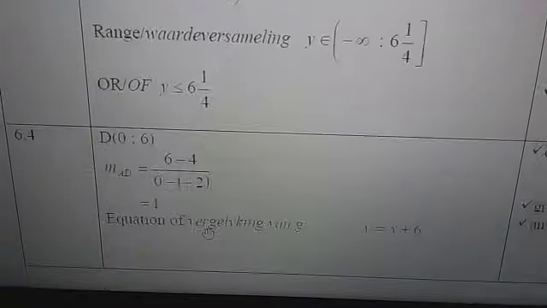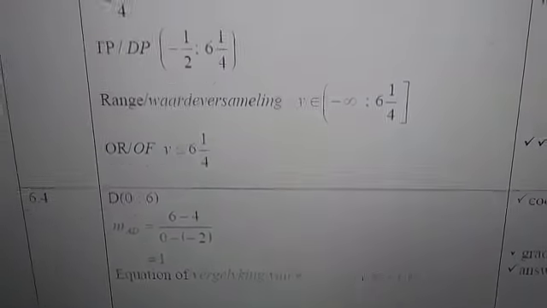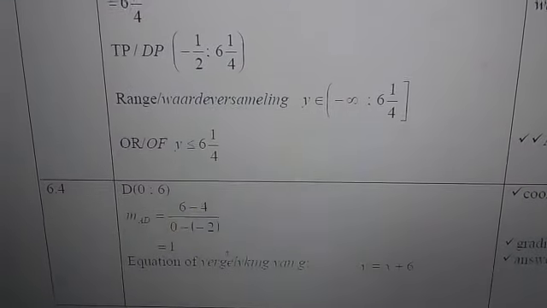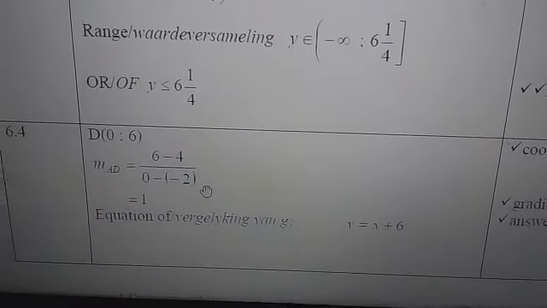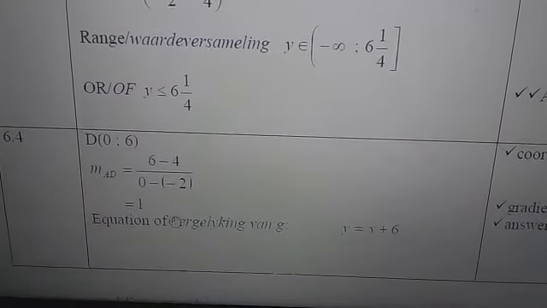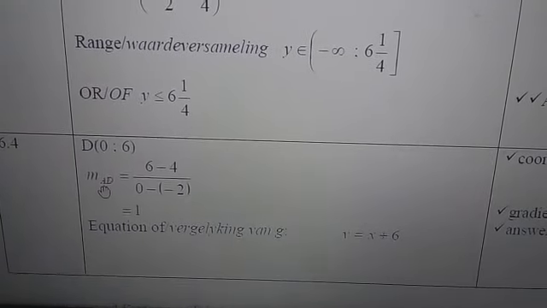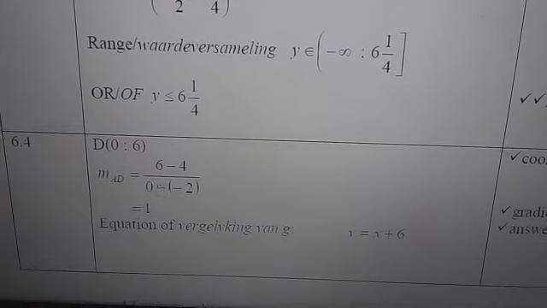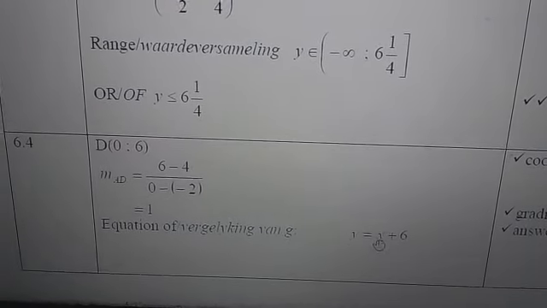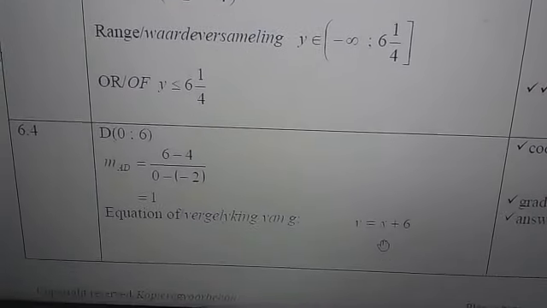Okay, this was where they asked us to determine the equation of g of x, and we had the advantage that we had the coordinates of A and D. We determined the gradient. Thereafter, we used one of the coordinates to determine that equation. This is it.